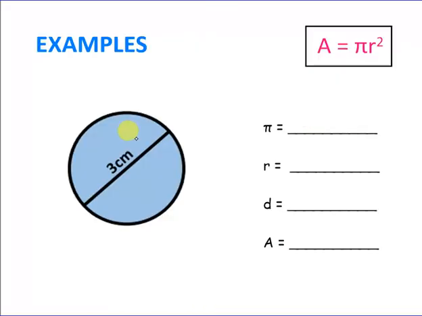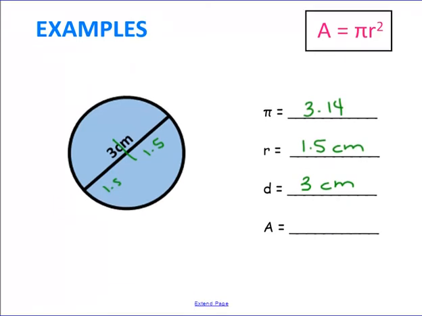All right, so let's take a look at this one here. So pi, again, is 3.14. Now this time you'll notice that the circle is giving us the diameter, so it's going across through the center. So the diameter is 3 centimeters. Well, if the radius is half of the diameter, then the radius will be 1.5 centimeters. If I split it here, this is 1.5 and this is 1.5, and 1.5 plus 1.5 is 3.